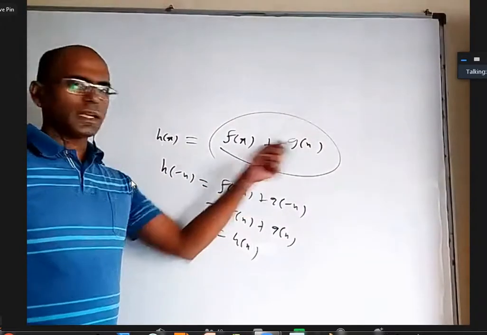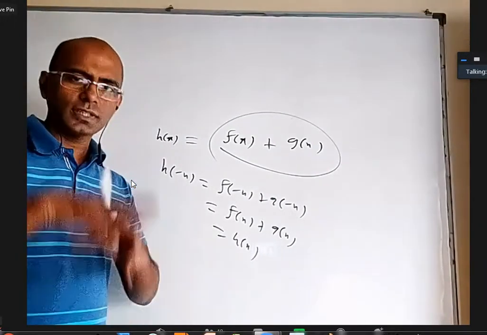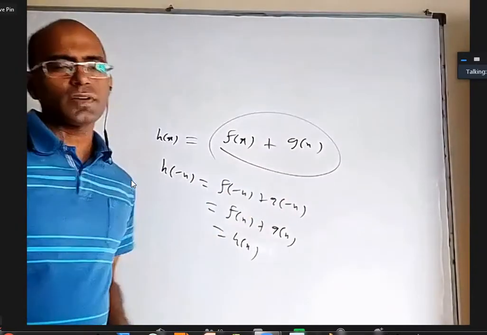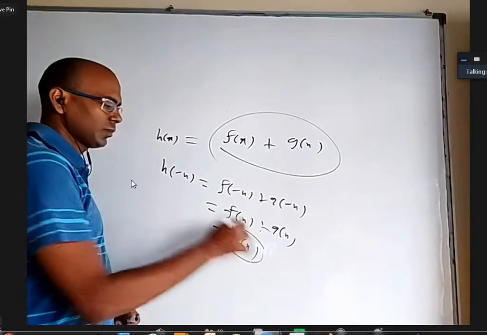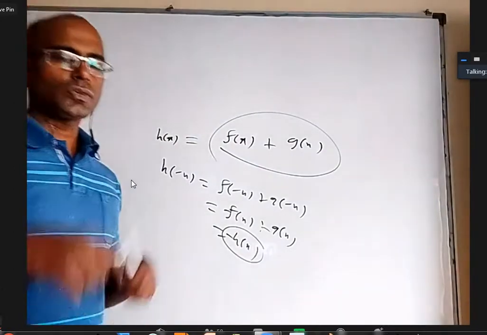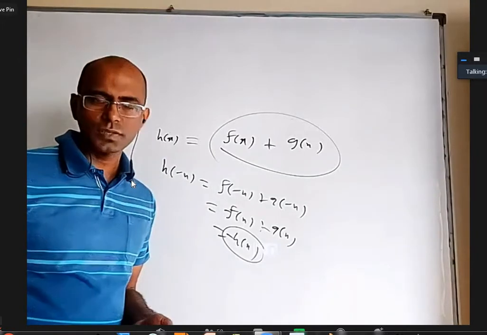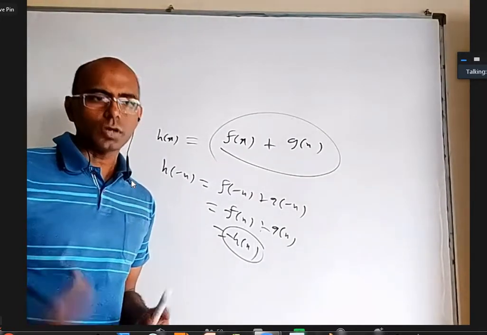Now why only 2? I can add 3 or 4. So you can add 2 even functions or 3 even functions or 10 even functions. Their sum together will be even only. If they are odd also, the final function will be odd because you are going to get a minus here, you are going to get a minus here. Finally, it will come minus h of x. So whether you add 2 or more even functions, the final function is even. Whether you add 2 or more odd functions, the final function is odd.